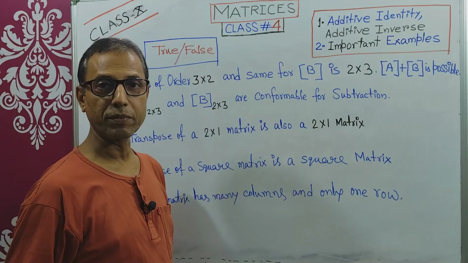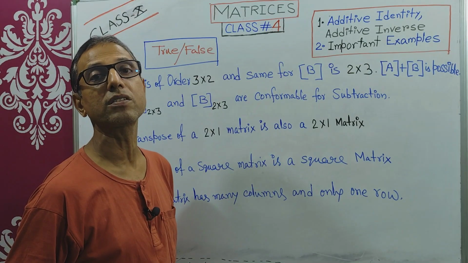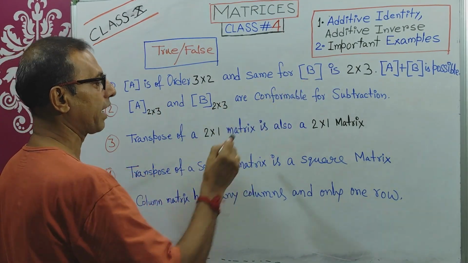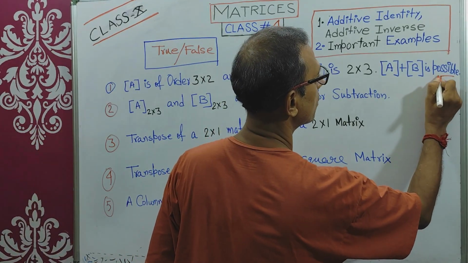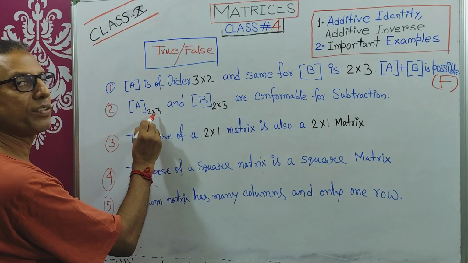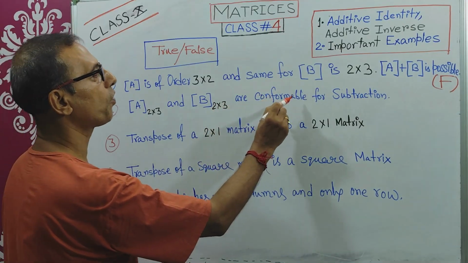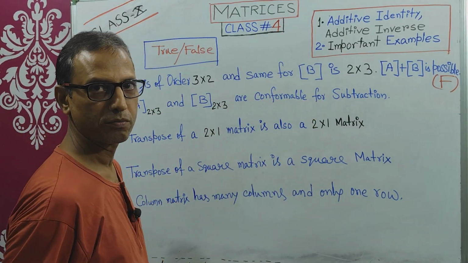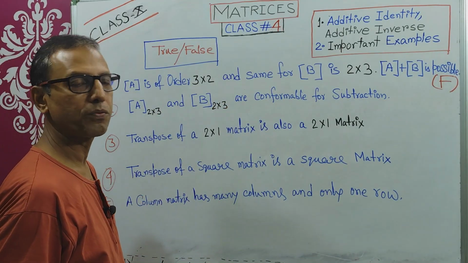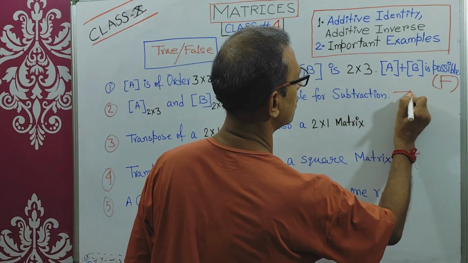You can do addition or subtraction of two matrices only when both the matrices are of the same order. Whereas here the order of A is 3 by 2, the order of B is 2 by 3. So you cannot do that. It is false. Next is matrix A, a 2 by 3 matrix, and matrix B, which is also a 2 by 3 matrix, are conformable for subtraction. That means yes, it is conformable for subtraction because both the matrices have the same order.